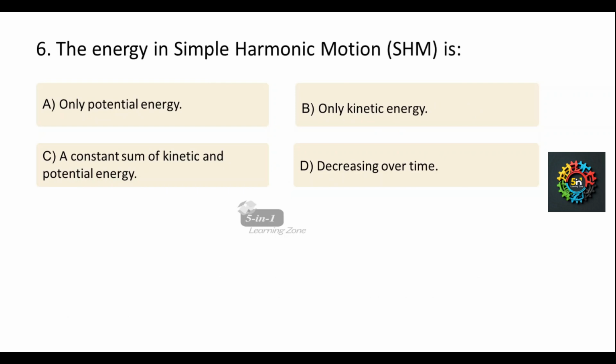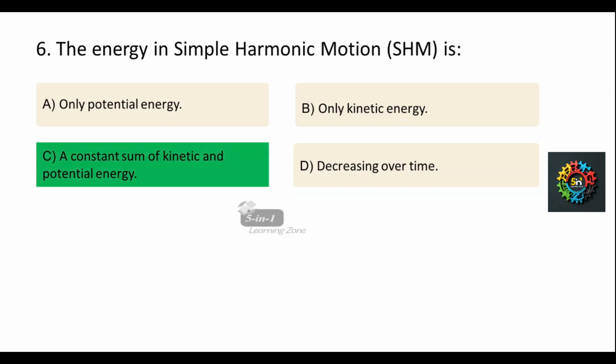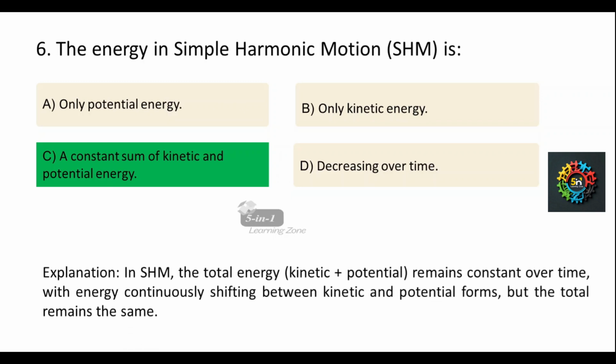6. The energy in simple harmonic motion, SHM, is. Answer. C. A constant sum of kinetic and potential energy. Explanation. In SHM, the total energy, kinetic plus potential, remains constant over time, with energy continuously shifting between kinetic and potential forms, but the total remains the same.